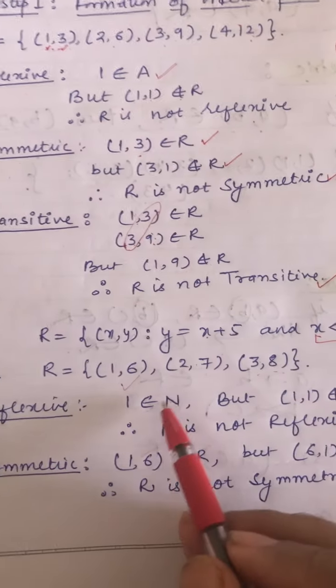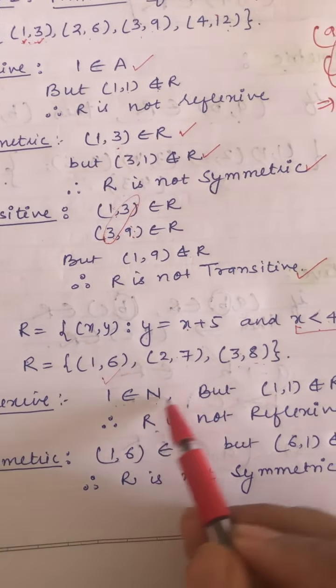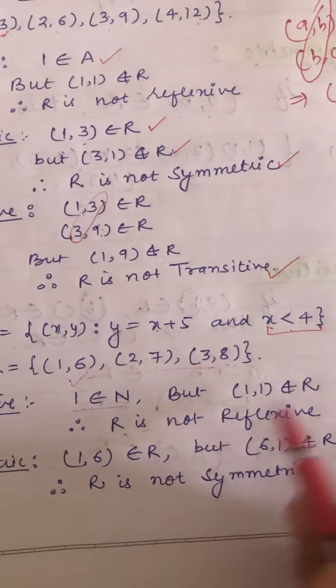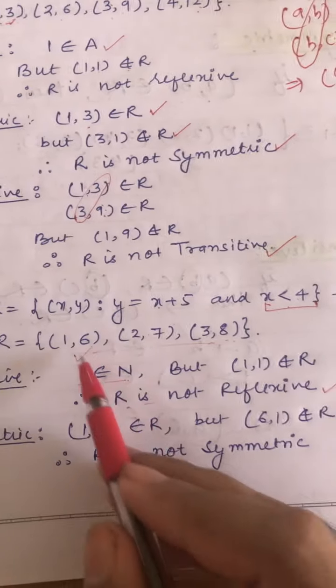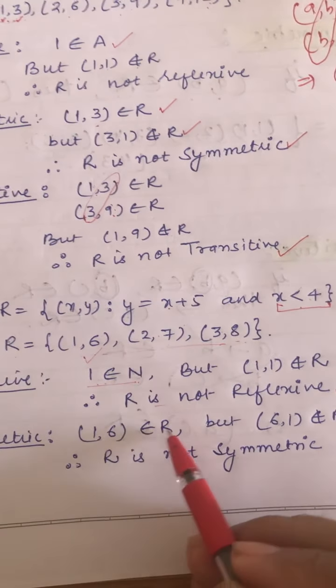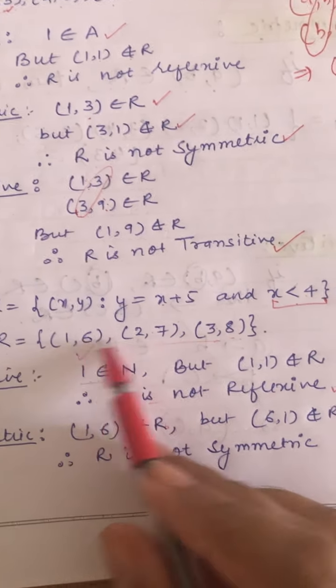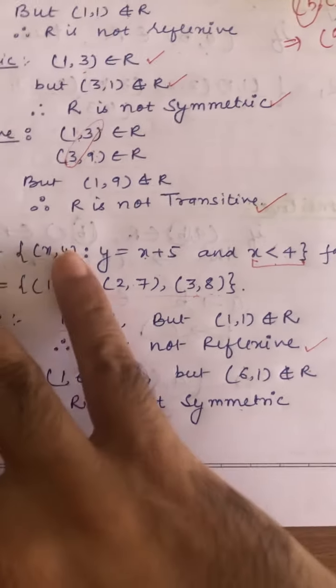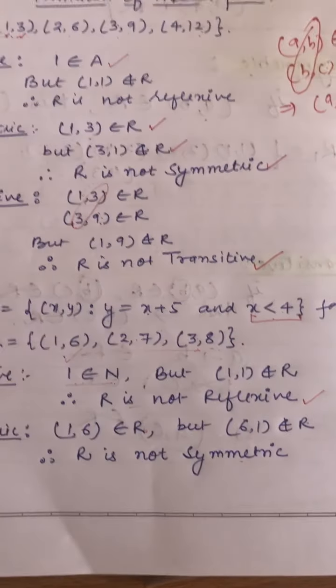Now for reflexive, 1 is the first natural number. 1 belongs to the natural numbers, but 1 comma 1 is not there. So the relation is not reflexive. Now 1 comma 6 belongs to R. Yes, it belongs to R, but its opposite 6 comma 1 is not there. Therefore the relation is not symmetric. Now comes the transitive part.